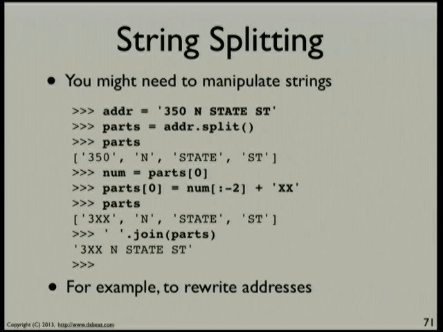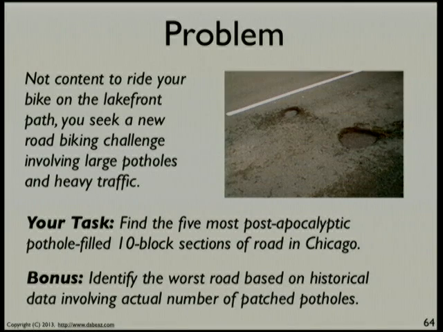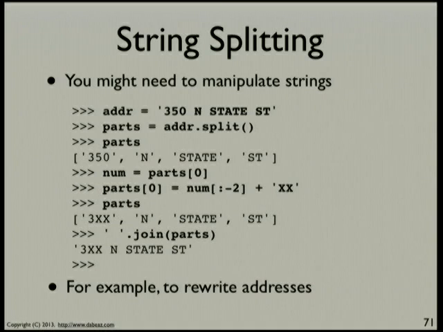And then in addition to this, you might have to do some things with strings. If you go back to the problem statement, I wanted you to find the most pothole-filled 10-block section of road. I don't want to ride my bike on just one block. That's not extreme enough, right? I need like a 1 mile stretch of road. So you're going to have to do a little bit of hacking of street addresses to figure that out.